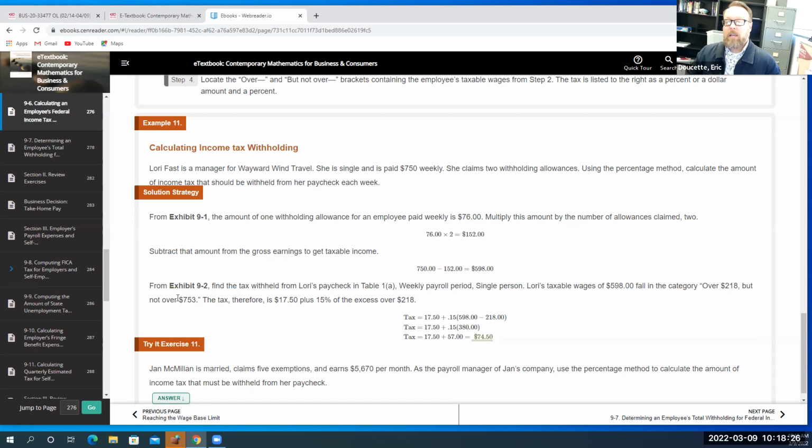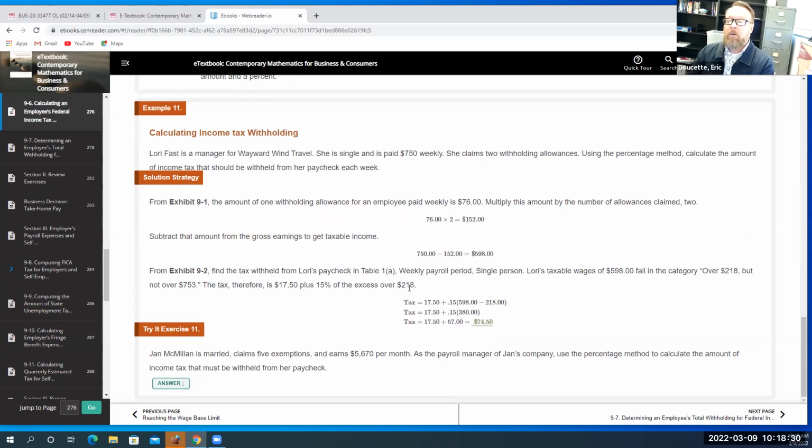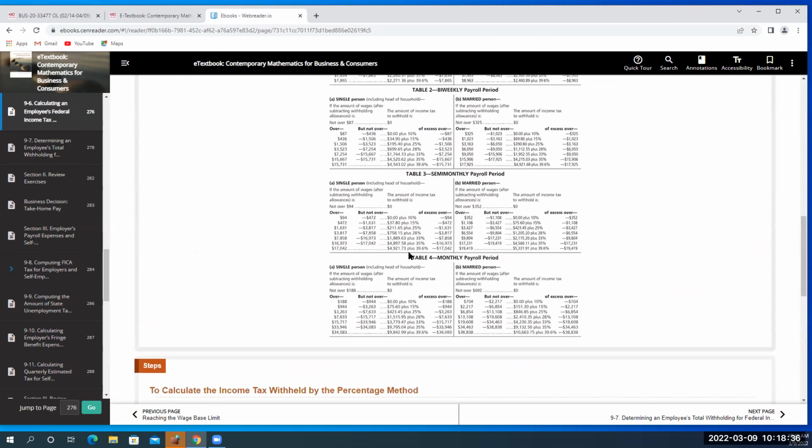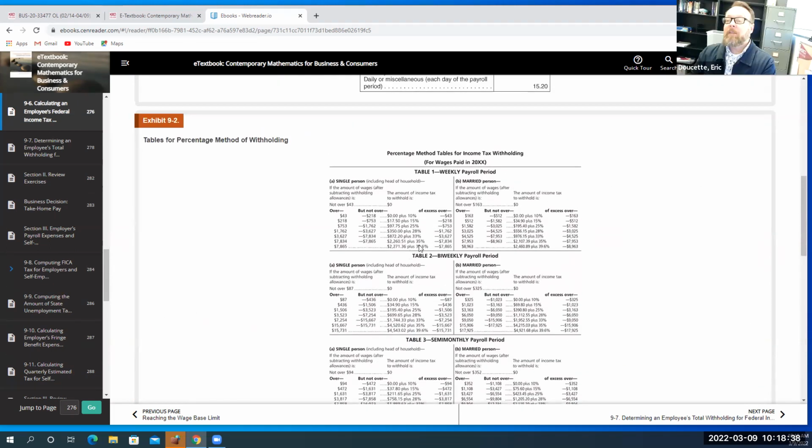Then you need to go to exhibit 9.2, which is table 1 above. So I'm going to go there. And again, we're saying $598 is her new amount. So we're going to come up to that table, and she gets paid weekly, and she's single. So she falls within this second line right here, $218 to $753. So she gets to deduct an additional $1,750 plus 15% of everything above $218.